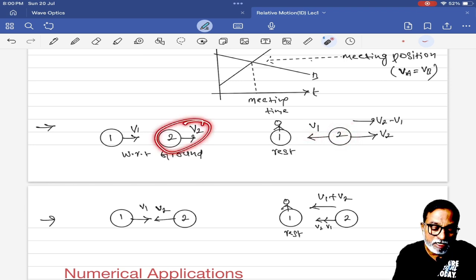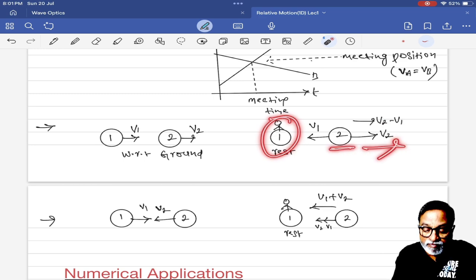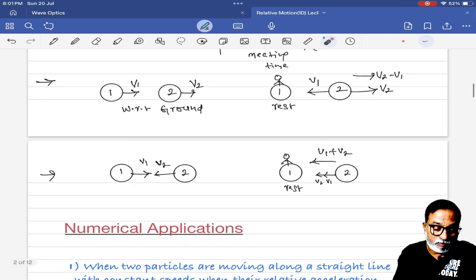ఆల్రెడీ V2 ఉంది ఇక్కడ. ఈ V1 ఆపోజిట్ డైరెక్షన్ లో యాడ్ చేస్తే now V2 and V1 are in opposite direction. If V2 greater than V1, therefore V2 minus V1. See, for this observer, this object is moving away from the observer. For example, here V1 and V2. In this case, both are moving in the same direction. Here they are moving in opposite direction.